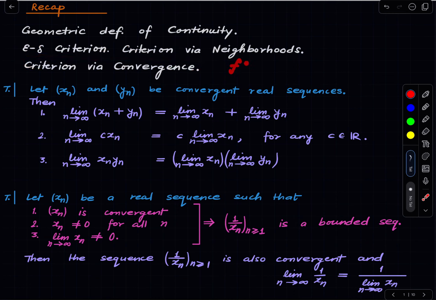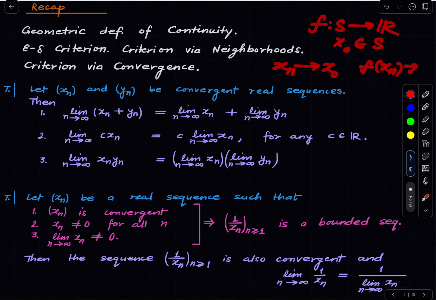It says that suppose we have a function from a set S to reals, where S is a subset of reals, and x0 is a point in the domain. Let me write that again. So f is some function, and x0 is given in S. Then f is continuous at x0 if and only if whenever we choose a sequence in S such that the sequence converges to x0, then f(xn) converges to f(x0). We discussed this at length in the previous lecture.